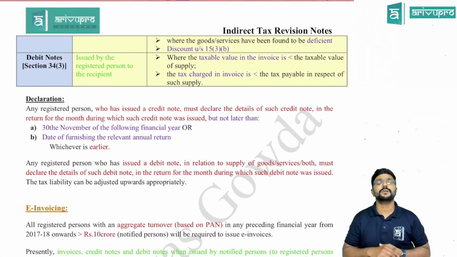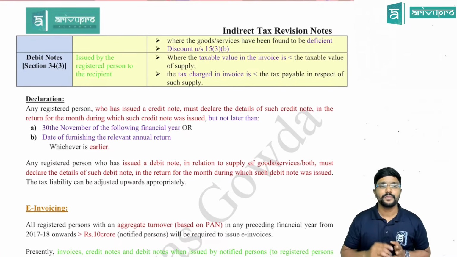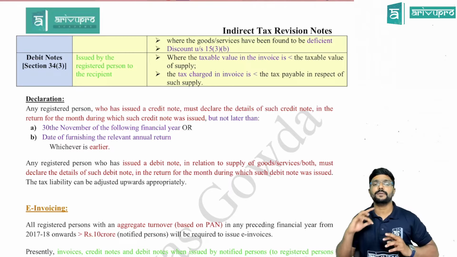Then coming to debit note, which is covered under section 34 subsection 3, which is issued again by the supplier to the recipient, but in a reverse scenario.